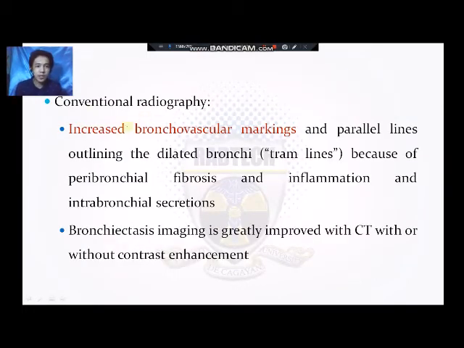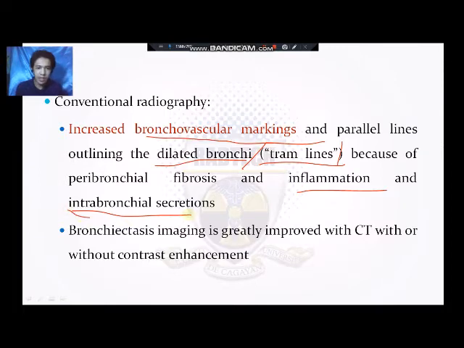Okay, in conventional radiography, increased bronchovascular markings. So katong mga vascular markings nga makita nato during chest PA. Excuse me. And parallel lines outlining the dilated bronchi or termed as tram lines. Okay, because of peribronchial fibrosis and inflammation and intrabronchial secretions. Okay, fibrosis, that means hardening of the soft tissue structures. Okay, so kung mag-harden atong mga soft tissue structures, so kaning mga bronchial nato nga tract, then they will appear as somewhat whitish gihapon sa atong appearance. So mo increase ang ilahang opacity.